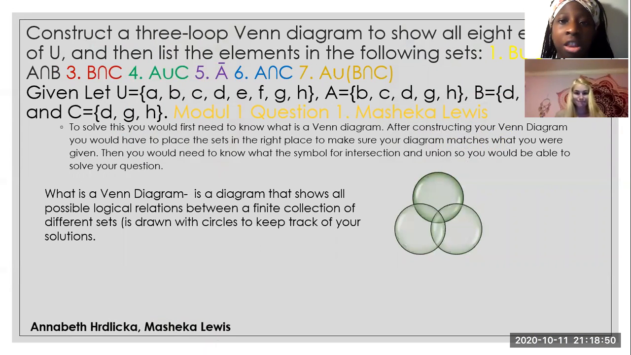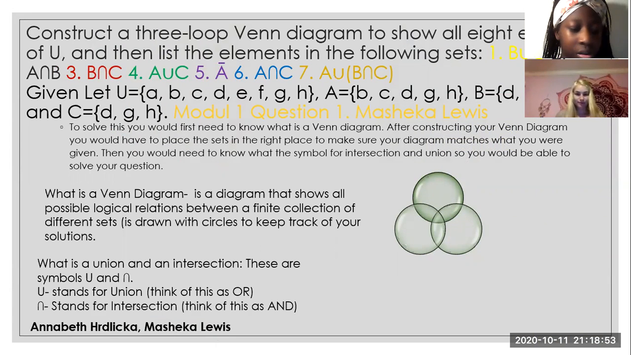And to solve this, we need to know our symbols. So our symbols are a U and an upside down U. The U stands for union, and the upside down U stands for intersection. And Annabeth, I do have a question. Why are the symbols so important in this question? Okay, so the symbols are everything for this question. So not only do you need the symbols to set up the diagram, but you also can't even solve without having the symbols. So the symbols pretty much teach you what to do, and you need the symbols to do it all. Okay, that makes sense.